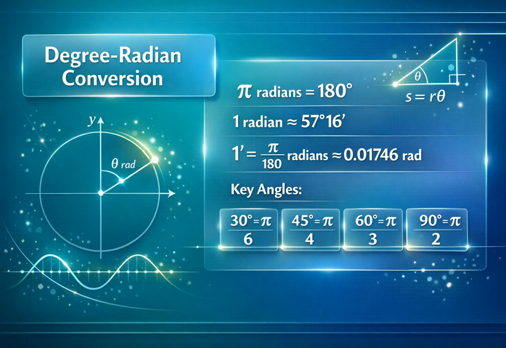Converting between degrees and radians is essential. Pi radians equals 180 degrees, so 1 radian is approximately 57 degrees 16 minutes. To convert degrees to radians, multiply by pi over 180. To convert radians to degrees, multiply by 180 over pi. Key conversions to memorize: 30 degrees is pi over 6, 45 degrees is pi over 4, 60 degrees is pi over 3, and 90 degrees is pi over 2.